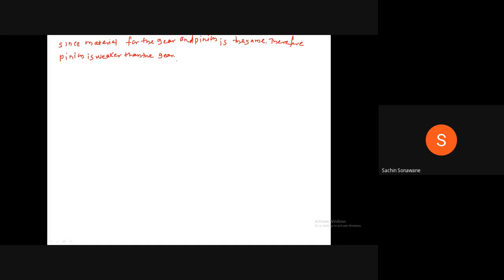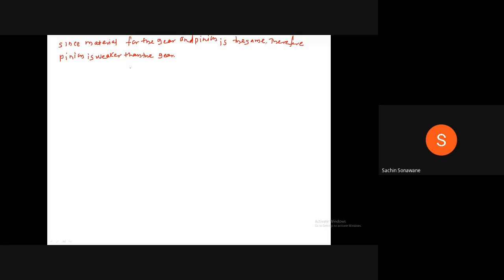And when the material is different, at that time we have to calculate the value of sigma b into y, and for the one whose product is minimum, that gear or pinion we have to design. Since here the material for the gear and pinion is the same, that is steel, pinion is weaker than the gear. Therefore, first we will design only the pinion, or we will calculate the power transmission based on the dimensions of the pinion.